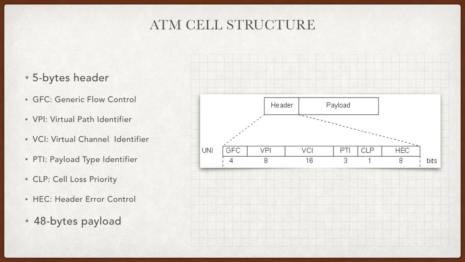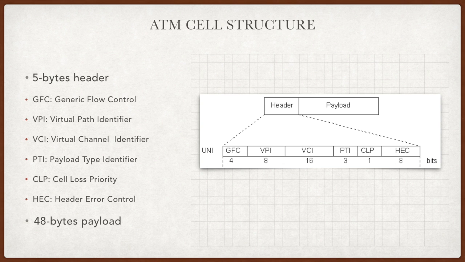The PTI is a 3-bit field. The first bit indicates the type of ATM cell that follows. The second bit indicates whether the cell experienced congestion from source to destination. The third bit indicates the last cell in a block for AAL5 in user ATM cells.